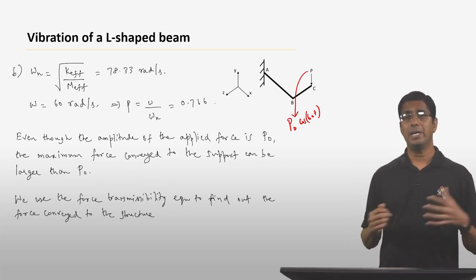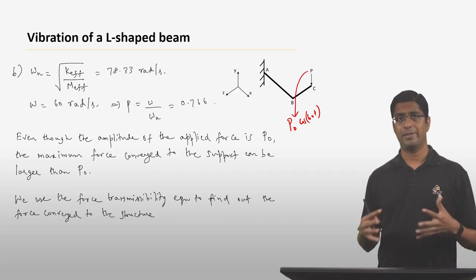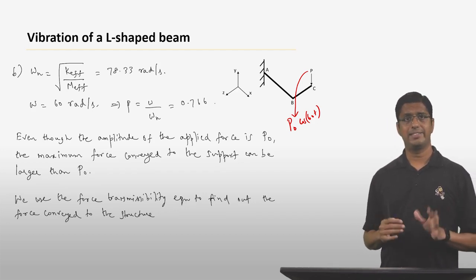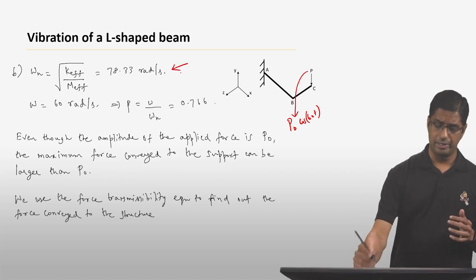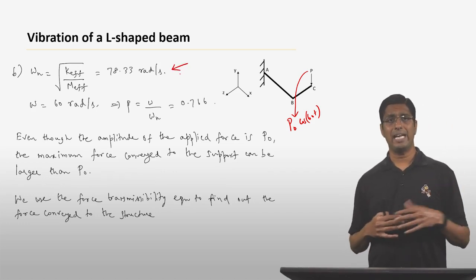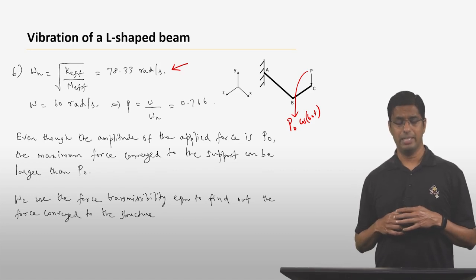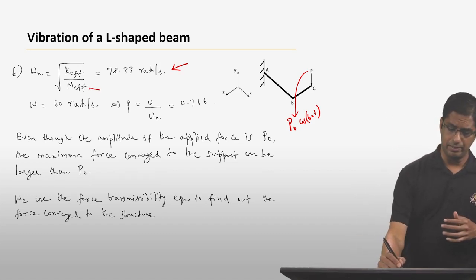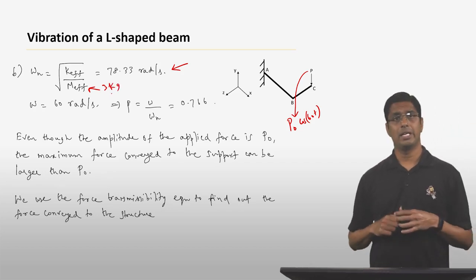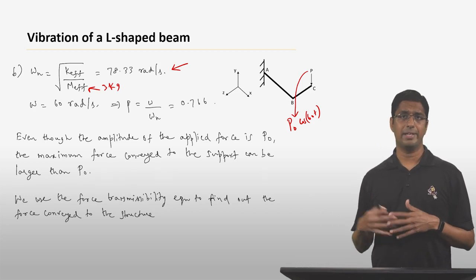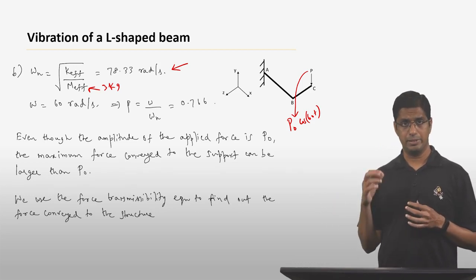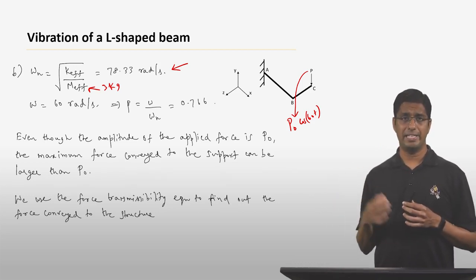When you have to look at the vibrations of a system, the first thing you always have to know is its natural frequency. And that was the reason why we calculated this K effective. We are given that M effective is 3 kilograms. So if you put in the numbers, you effectively get a natural frequency of 78.33 radians per second. The natural frequency is usually in radians per second.